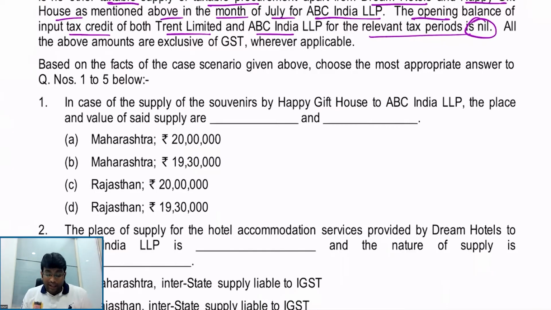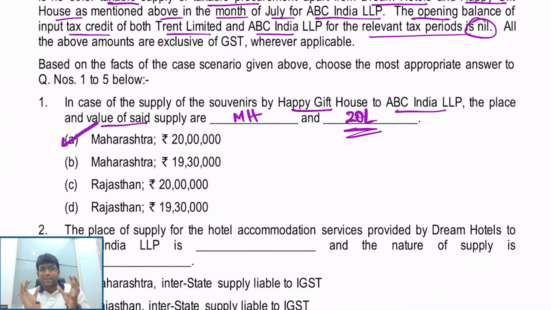First one. In case of the supply of souvenirs by Happy Gift House to ABC India, what is the place and value of supply? Already we discussed that place of supply will be Maharashtra and value of supply will be 20 lakhs. So answer is option A, my dear friends. Pretty simple, straightforward question. In this case study based MCQ, they basically try to give some situation or circumstance and ask you 4 or 5 questions on that, in which 2-3 questions will be directly straightforward.